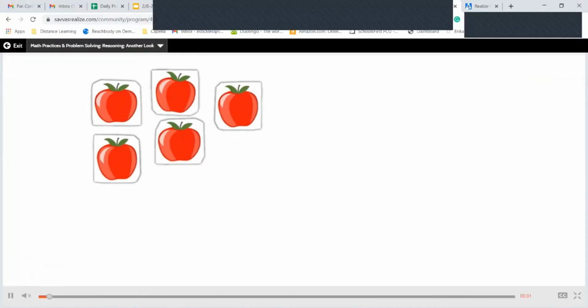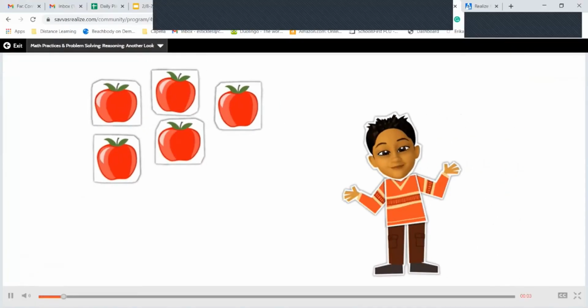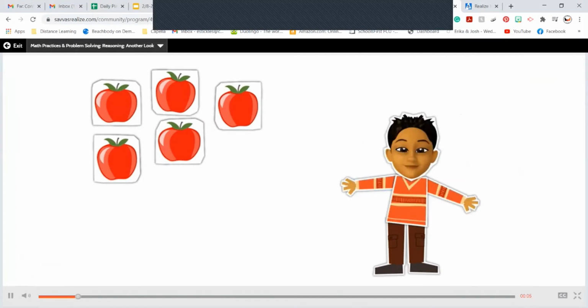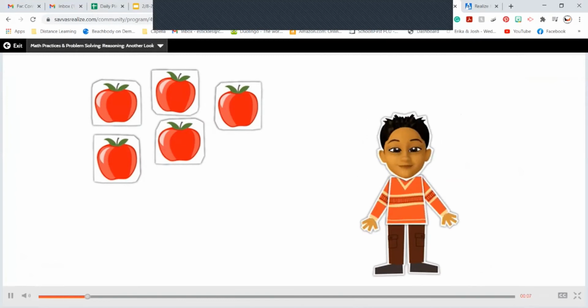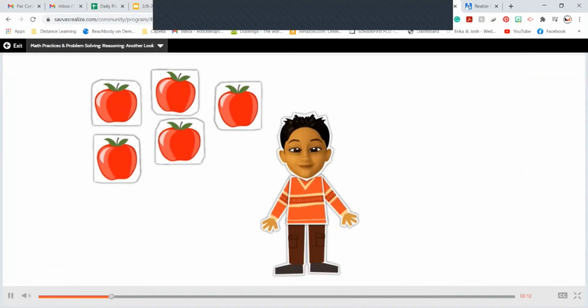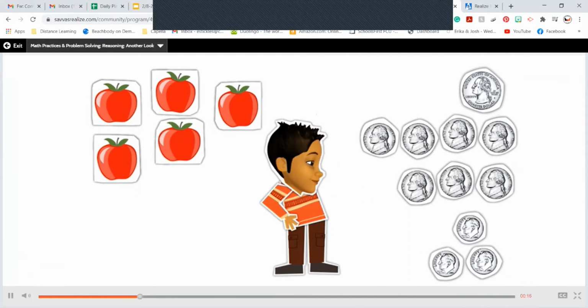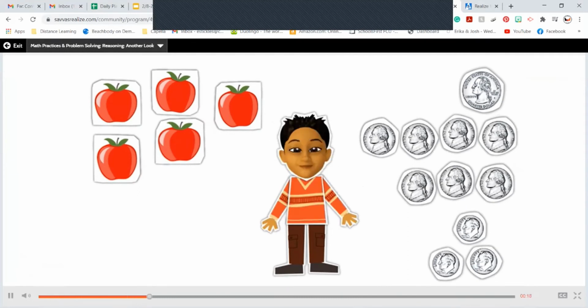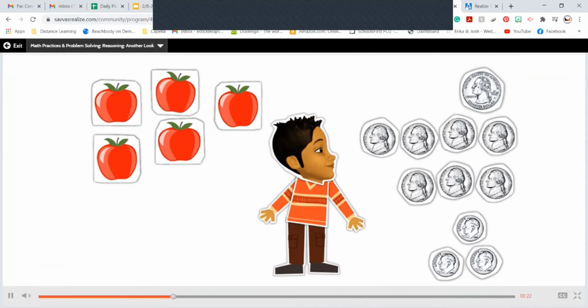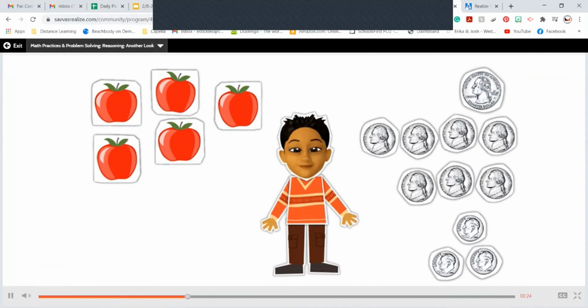I really want to buy an apple. I just love apples. They're so tasty. I agree, Carlos. Well, the one I want costs 35 cents, and I have some quarters, nickels, and dimes. I'm wondering this: how many ways can I make 35 cents? Oh, that's a really good question.